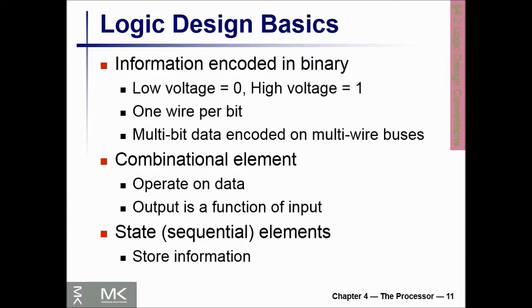Number one, elements that operate on data values, and number two, elements that contain state. The elements that operate on data values are called combinational, which means that their output depends only on the current input. Given the same input, a combinational element always produces the same output. The ALU is an example of a combinational element. It always produces the same output because it has no internal storage.